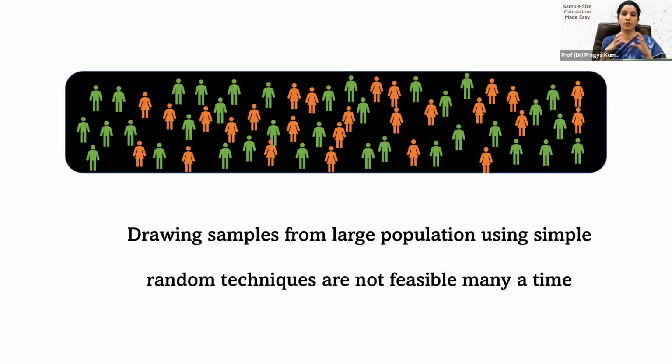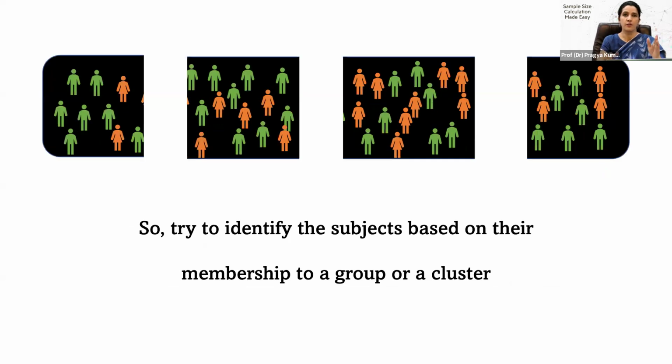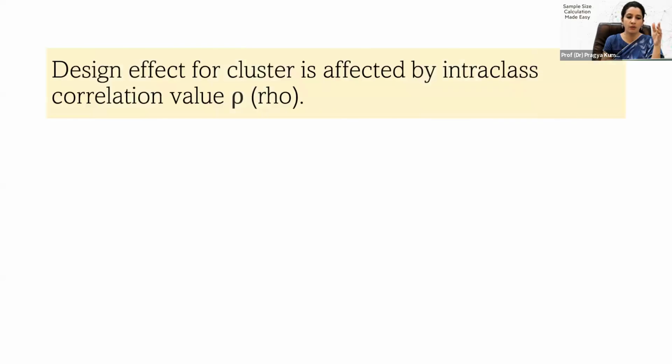Normally, if you are doing a large survey from a population, you cannot use simple random sampling, which is very difficult and not feasible. So what we do is cluster sampling. We identify people in groups, like a village, that can act as a cluster. So we select individuals from every village where they belong. Now, design effect is also affected by the intra-class correlation coefficient.